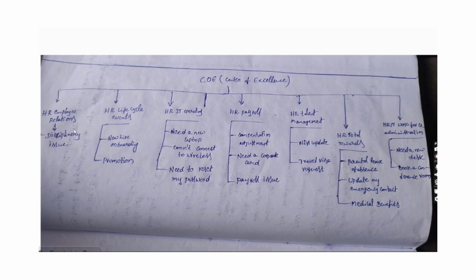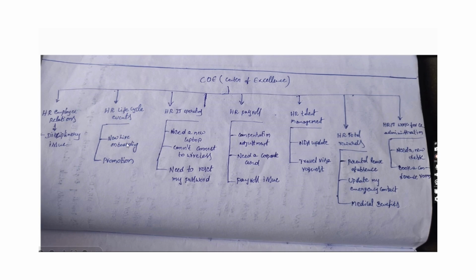In those particular services, what type of duties do they generally do? The first is employee relations center of excellence. Seven types of services are provided here. Employee relations means they handle disciplinary issues with the employees. Are they coming punctually or not? Are they wearing the proper dress code or not? Those types of issues are monitored by employee relations.